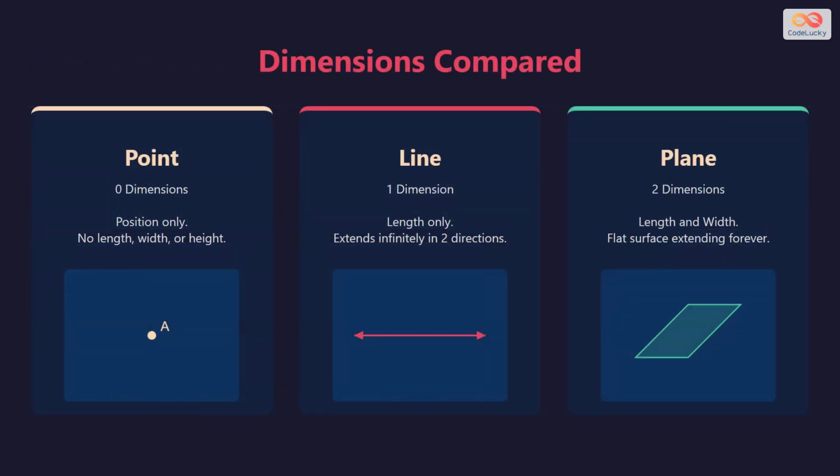Let's compare these three concepts side by side to understand their dimensions. A point has 0 dimensions. It is just a position. A line has 1 dimension. It has length. A plane has 2 dimensions. It has length and width. This progression from 0 to 2 dimensions is crucial for understanding how space works in geometry.